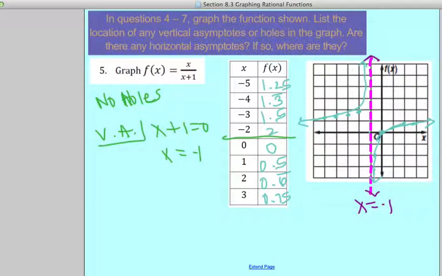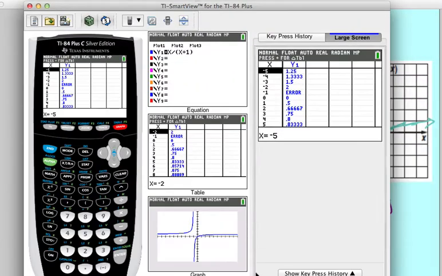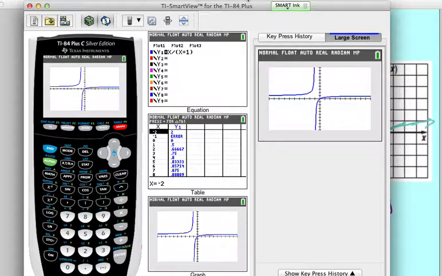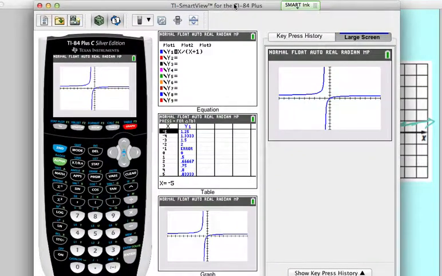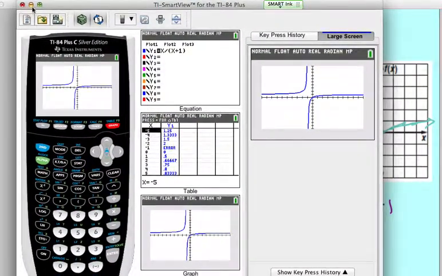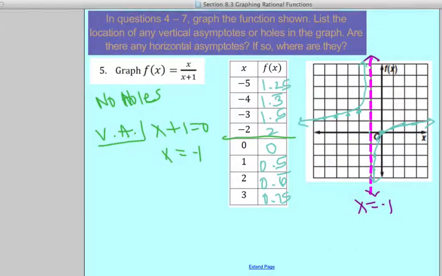And once again, I would check with the graph on my graphing calculator. So I would go hit graph, and I would ask myself, does the graph here look similar to the graph here? Yes, it does. That's the nice thing about your graphing calculator. You can make sure that you're doing it exactly correct. All right. Then let's go ahead and look at example 6.